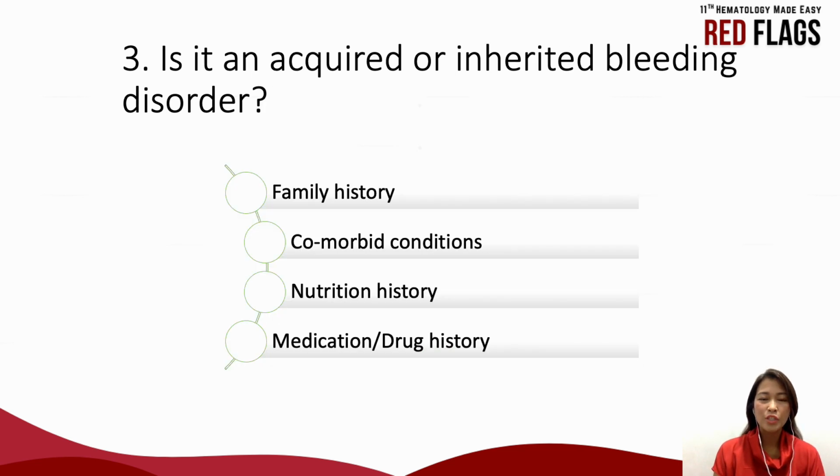The third key question is, is it an acquired or inherited bleeding disorder? In all cases of possible bleeding disorders, family history should be obtained. If there is a family history of bleeding, think congenital or hereditary bleeding disorder, but the lack of family history does not entirely rule out a hereditary bleeding disorder, because patients may not be aware of their family members' medical histories.